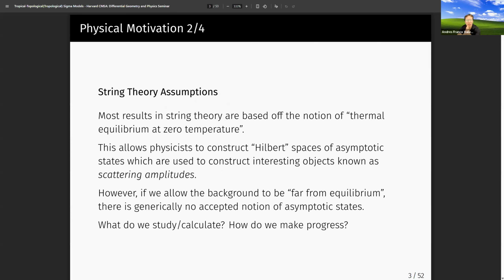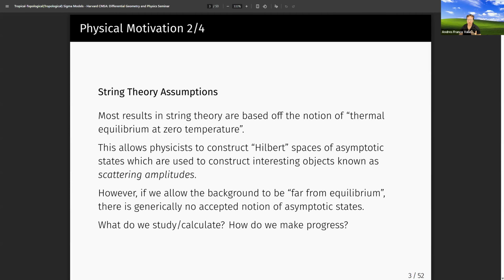Essentially, when you go through all these things, you start to realize that there are a lot of assumptions built into string theory. From a physics point of view, most of these results are based on something known as thermal equilibrium. The useful thing about this is that it allows physicists to construct what we call Hilbert spaces of asymptotic states. This lets us construct interesting objects like scattering amplitudes. And from the scattering amplitudes, that's generically where you start coming up with all these things like conformal field theory, branes, mirror symmetry. It really comes from that original construction.